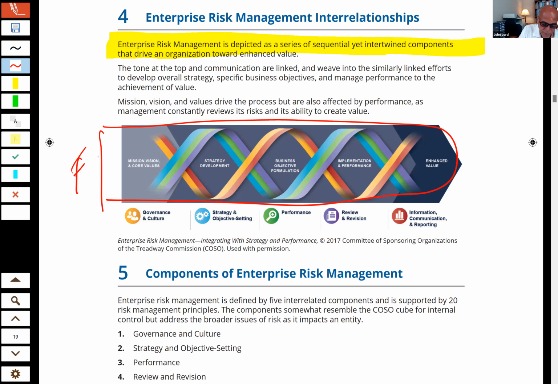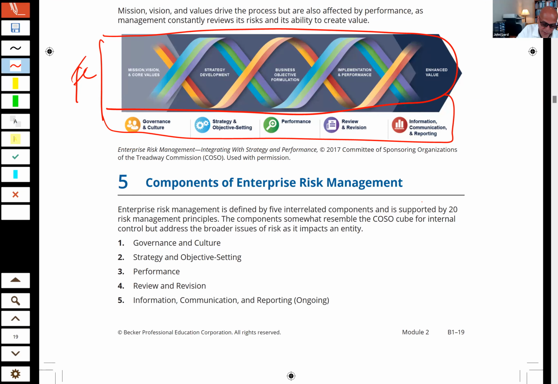Okay, so go ahead and flashcard this. That includes down here how we're going to evaluate the different steps in this against the different objectives of the company as they create value. What is our mission? What is our strategy? What are our business objectives? Implementation and performance create the value. And then how do the pieces now of the components of the enterprise risk management interface with that? Okay, so you start to take a look here and we can see the components.